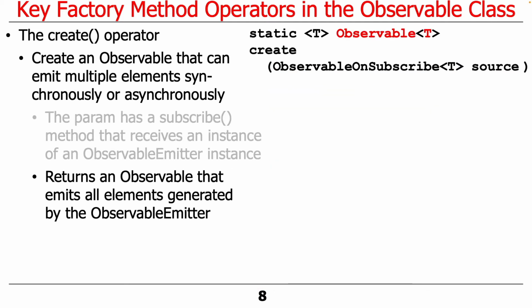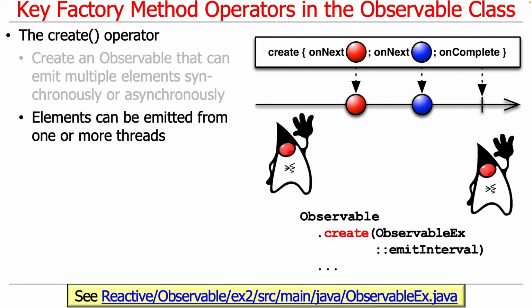Create returns an observable that emits all the elements that are generated by the ObservableEmitter. So the ObservableEmitter is kind of a generator that generates events, and then they're going to be handled by the observable that's returned from create. These elements from the emitter can be emitted from one or more threads.